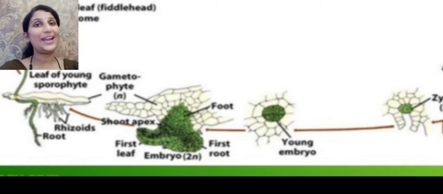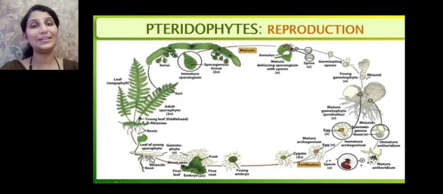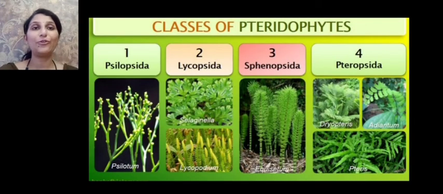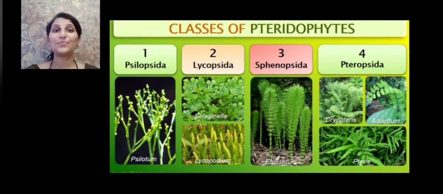So dear children, that is about the general features of pteridophytes. Now there are four classes within the pteridophytes. They are called Psilopsida, Lycopsida, Sphenopsida and Pteropsida. In this module we learnt about the general features of the third division under kingdom Plantae, namely pteridophytes. Thank you.